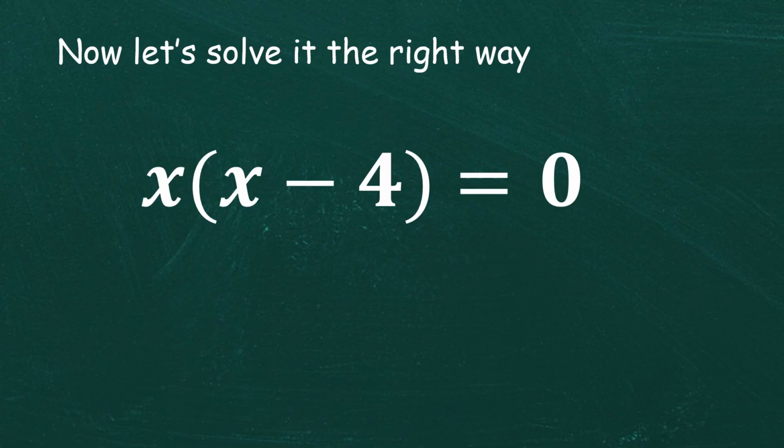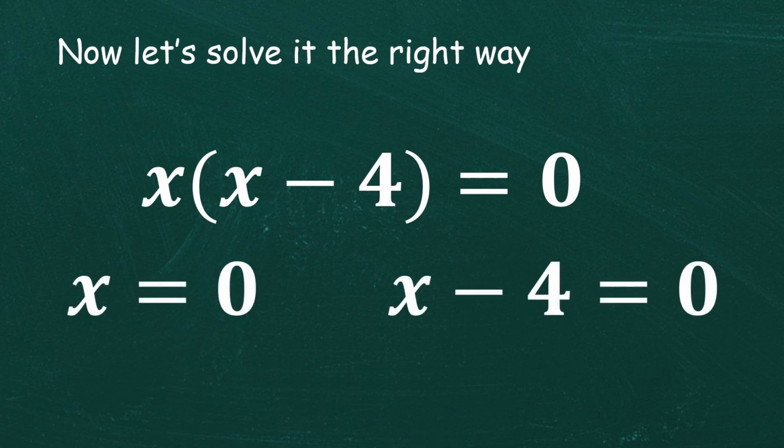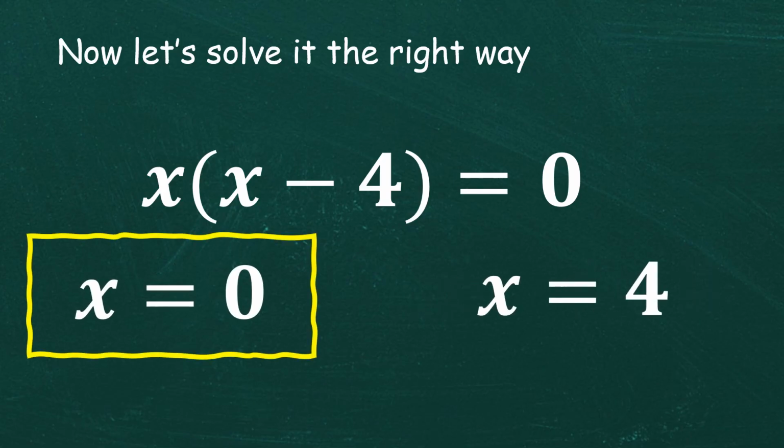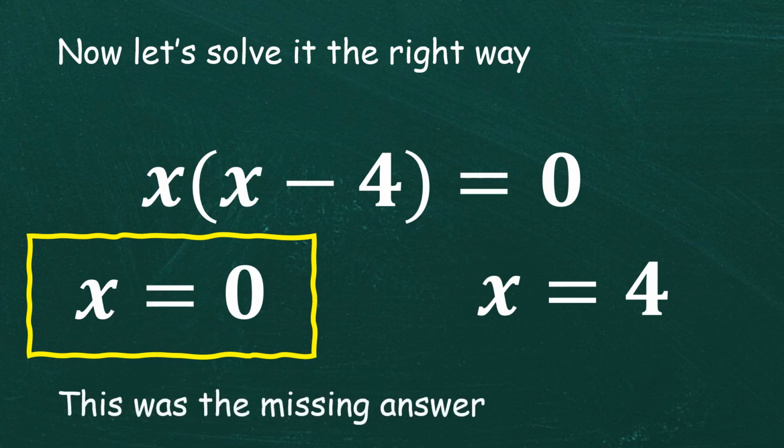Now use the zero product property. If two factors multiply to give 0, then at least one of those factors must equal 0. So either x equals 0 or x minus 4 equals 0, which gives us x equals 4. And there it is. The missing answer has returned. The complete solution is x equals 0 or x equals 4.